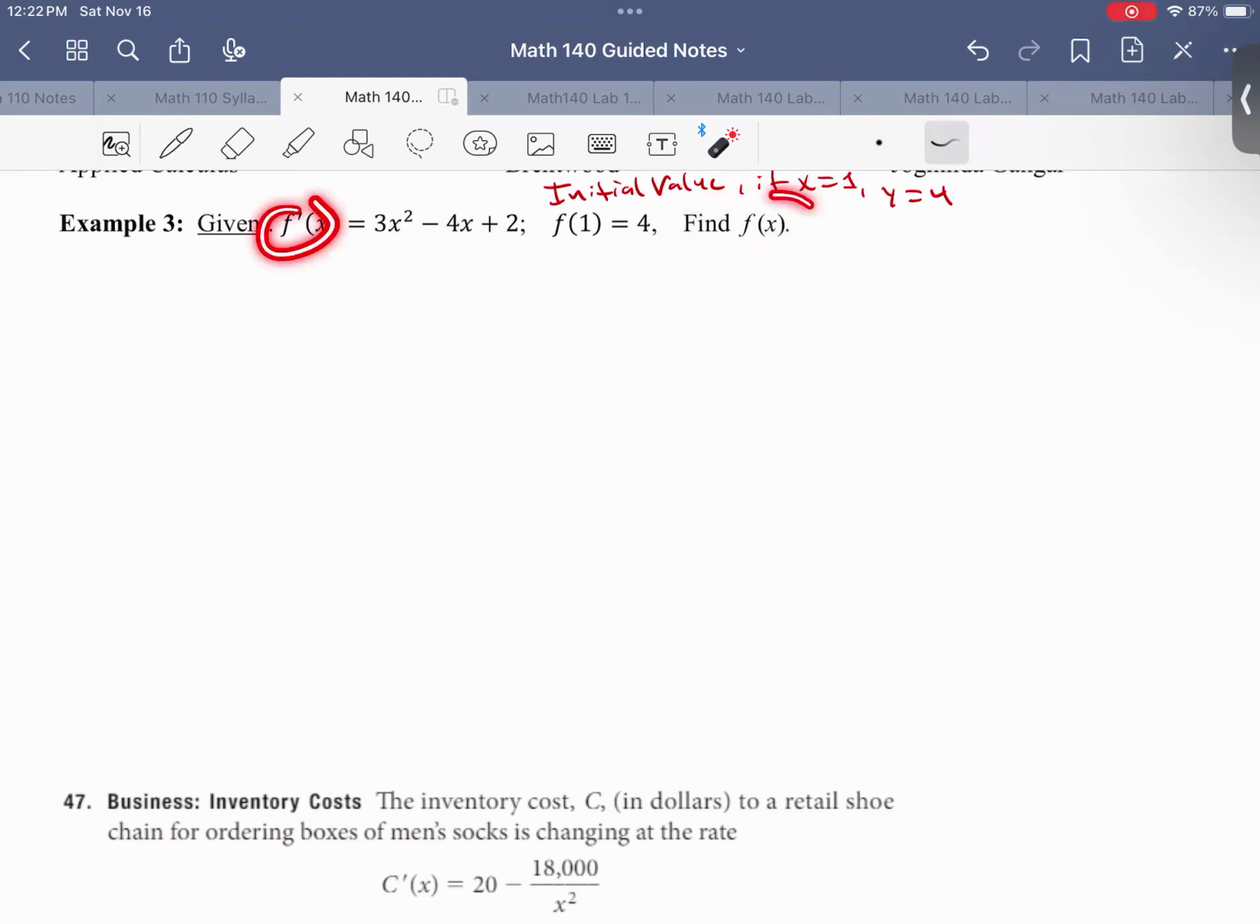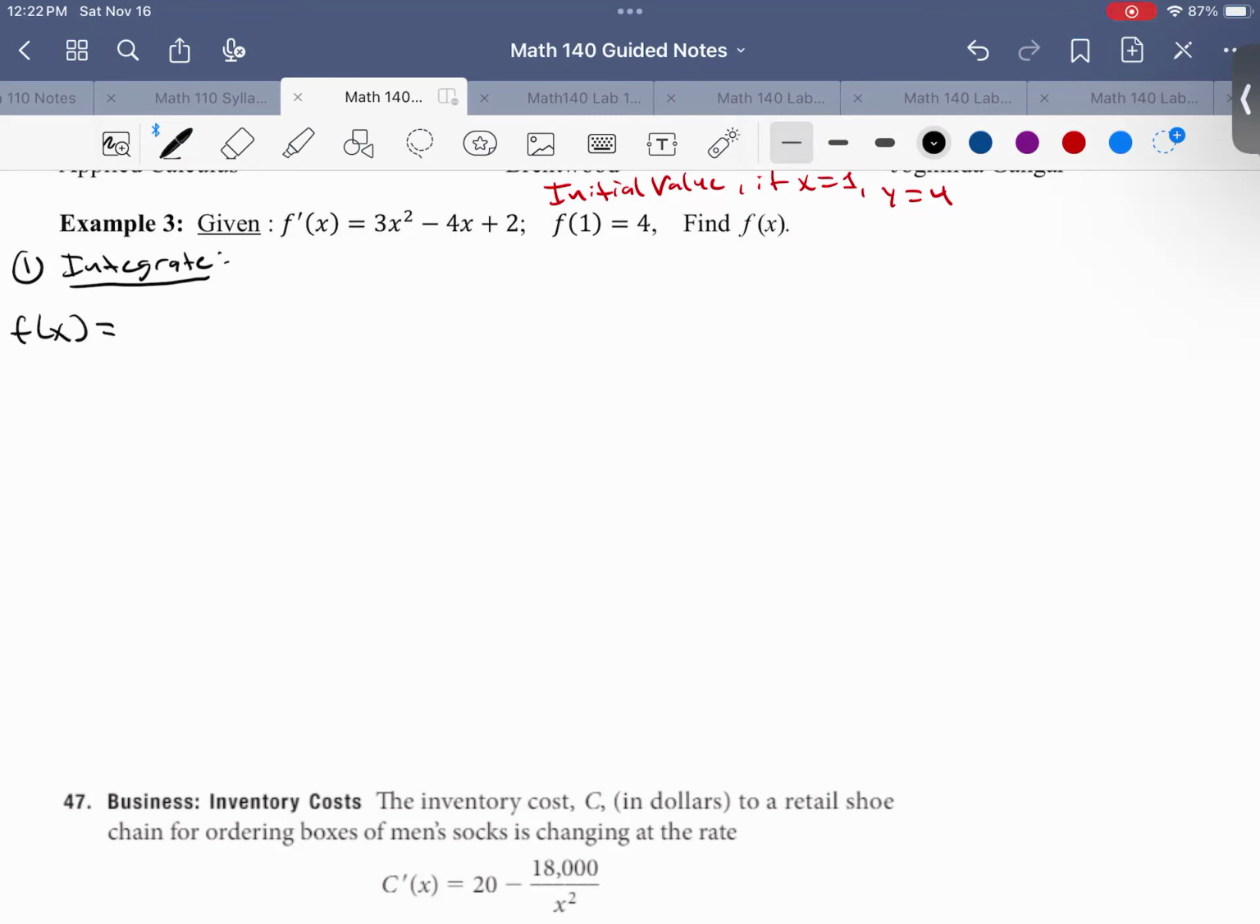So I have a derivative, I need to find the original, so I need to integrate. So step 1, integrate. I'm going to take the integral, or excuse me, f of x, what we're trying to find, is going to equal the integral of the derivative. So 3x squared minus 4x plus 2. I need to integrate this.